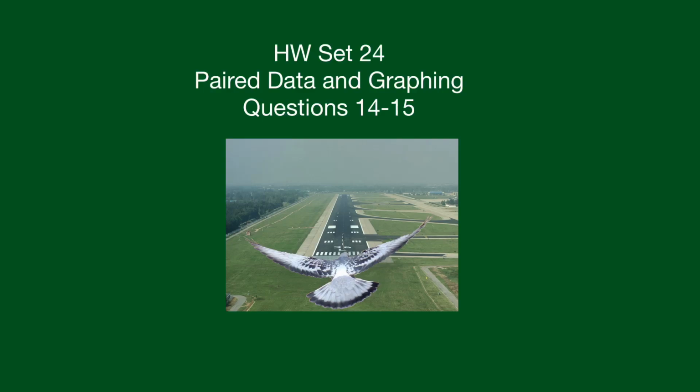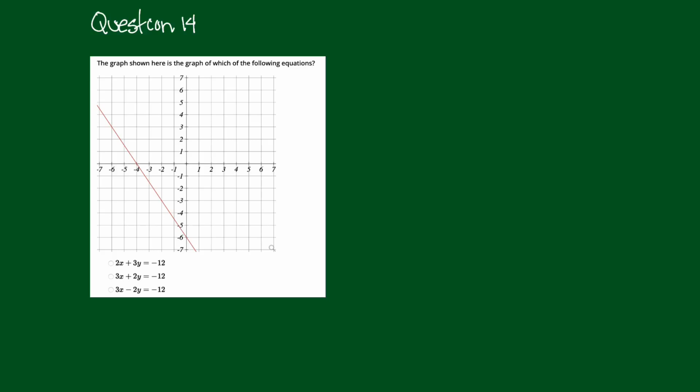These are the last two problems in homework set 24. Question 14, let's read it. It says, the graph shown here is the graph of which of these three equations? Well, we're given two intercepts, right? We're given this point right here, that intercept right there, which is to the left 4, no vertical.